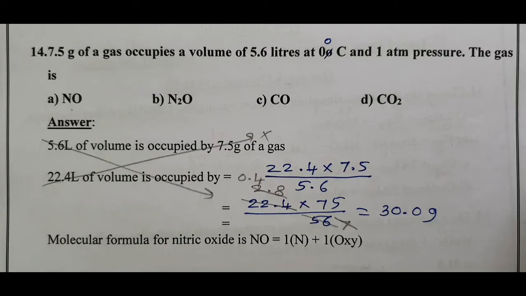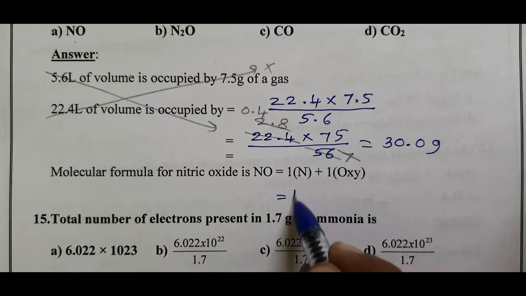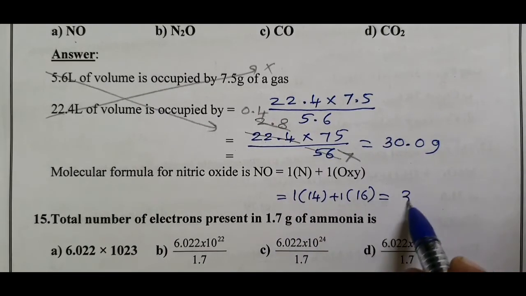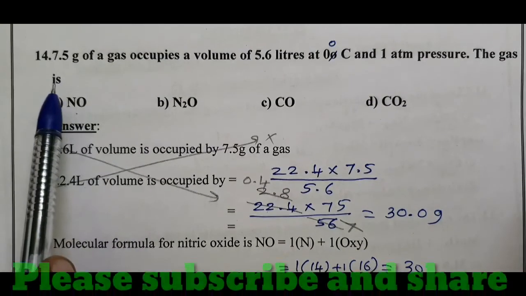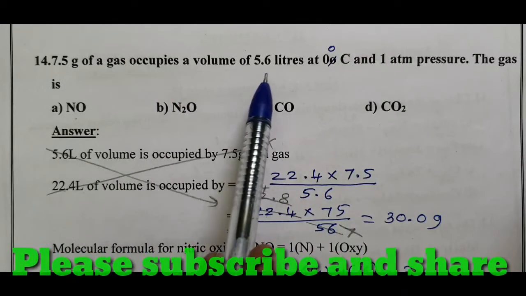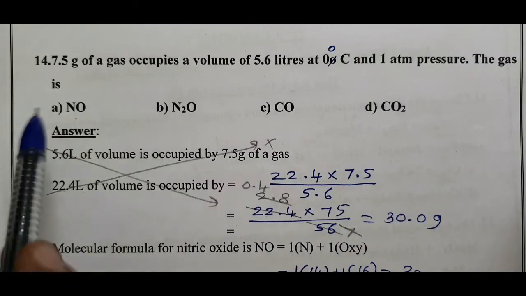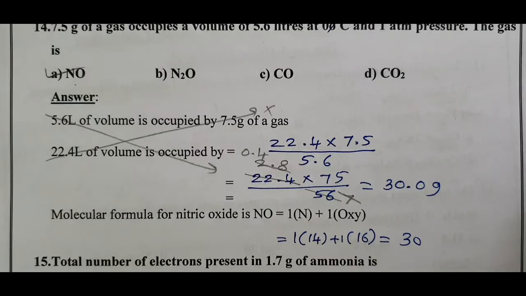The molecular formula for nitric oxide is NO. When we find the molar mass, 1 into nitrogen atomic mass 14 plus 1 into oxygen atomic mass 16, that is equal to 30. These two are the same. Therefore, 7.5 gram of gas occupies a volume of 5.6 liter at 0 degrees Celsius and 1 atm pressure. The gas is nitric oxide, NO. The molar mass of nitric oxide and the mass occupying 22.4 liter of volume are the same.